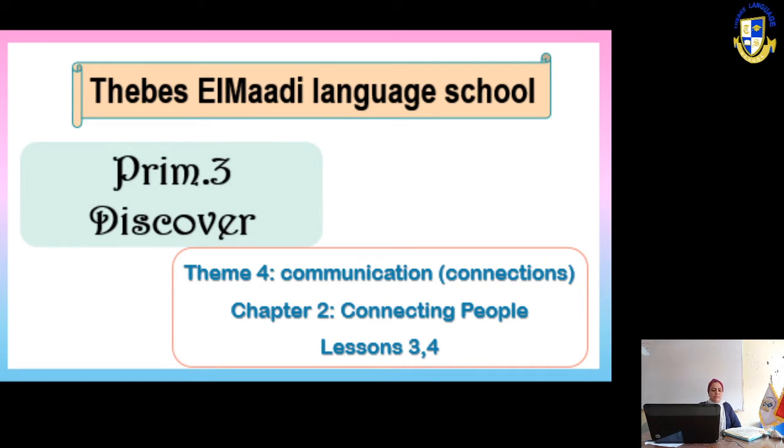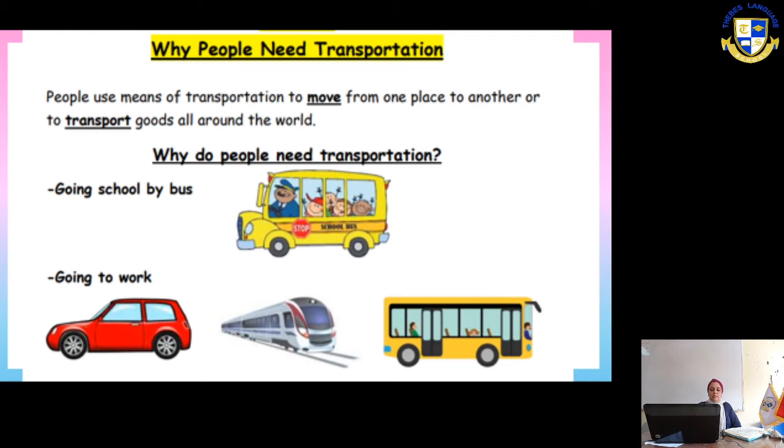We are today, again, theme 4, chapter 2. We are going to have lesson 3 and lesson 4. Next, we are going to have why people need transportation. So, why people use means of transportation? It means to move from one place to another or to transport goods all around the world.